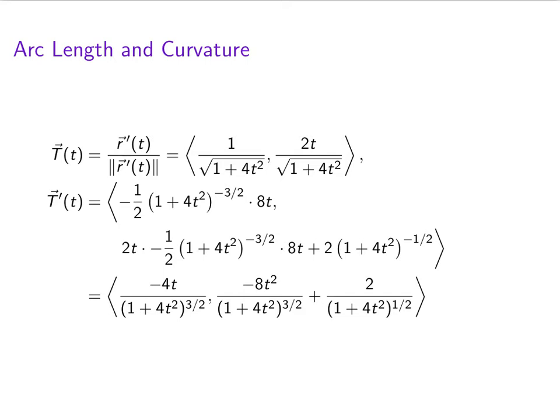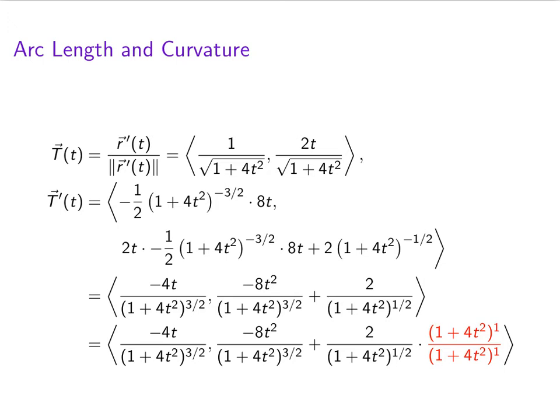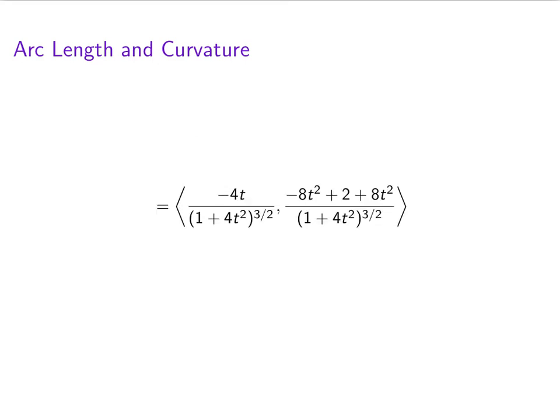And now at this point, what I'd like to do is create a common denominator for these two terms here. We create a common denominator by taking this piece of it here and multiplying top and bottom by 1 plus 4t squared to the first power. This all cleans up pretty nicely. Looks like this. And now here's our final expression for T prime.